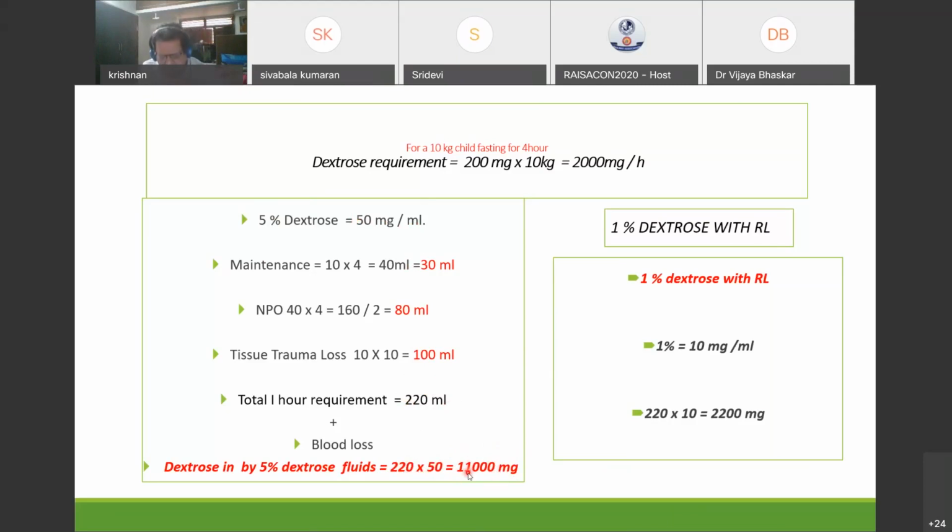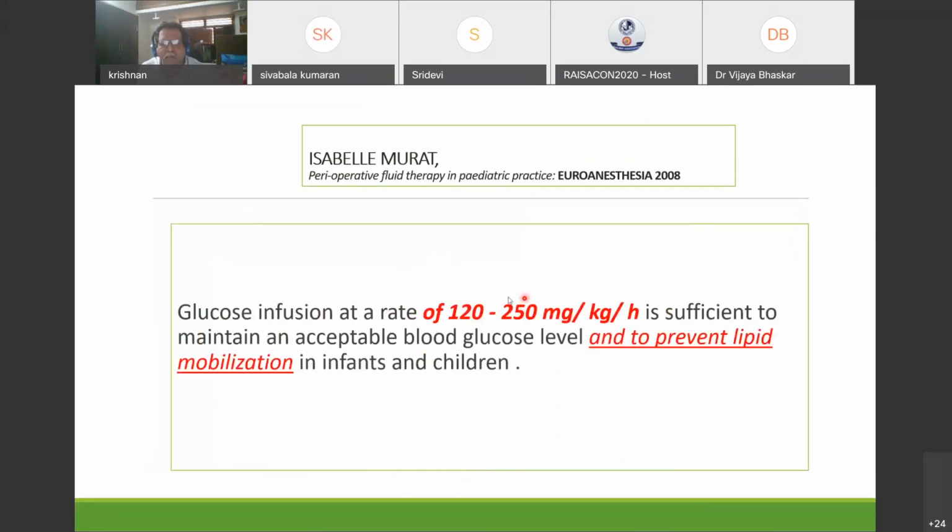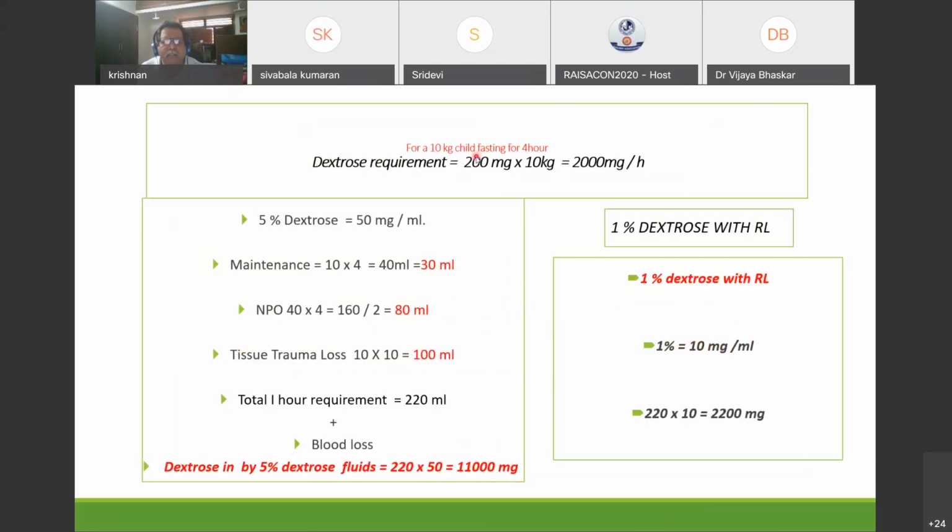But the patient's requirement is only 120 to 250. So you take it as 200. So 200 milligram is the requirement to prevent ketone bodies from production or prevent the patient from going for hypoglycemia. So 200 into 10 kg, you require only 200 milligram of dextrose. Whereas if you use a fluid like 5% dextrose normal saline, you are giving how much? Almost 6 times the glucose requirement.